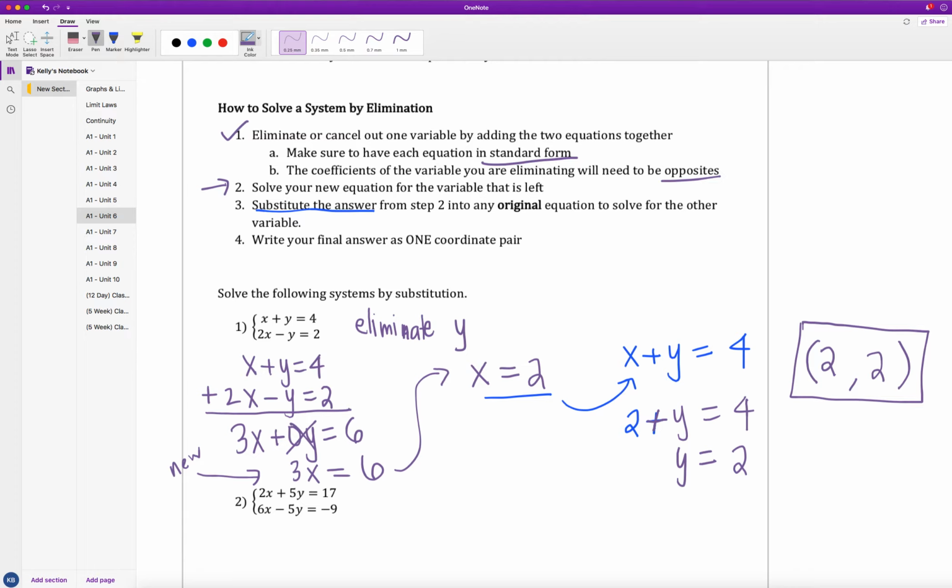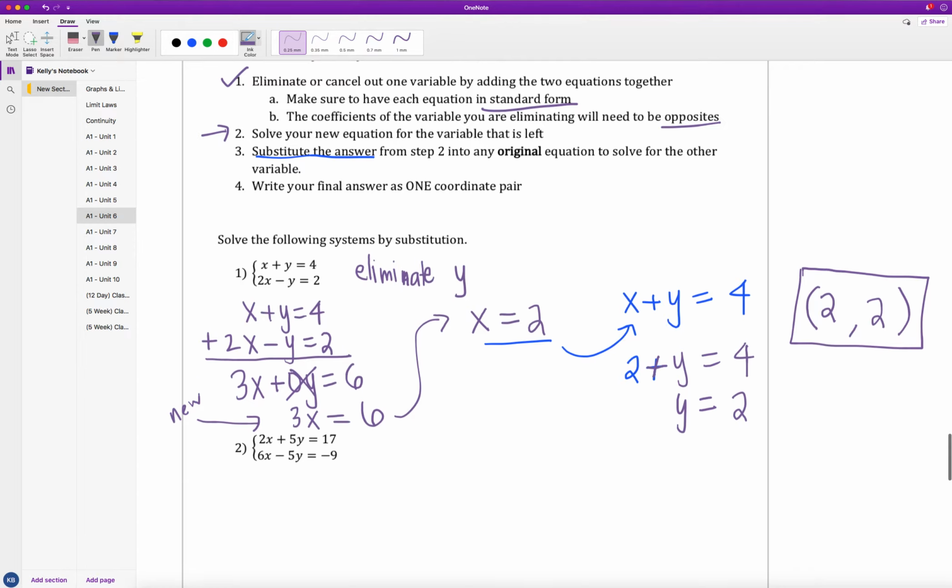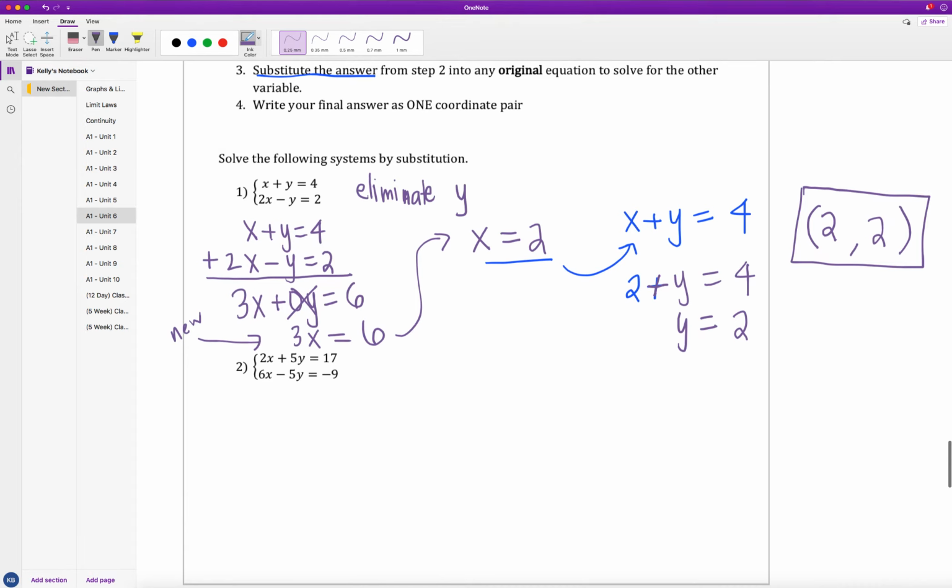Now example 1 was set up really nicely so that the y's could kind of automatically eliminate. I already had one positive one and one negative one. And in some examples that does work that way. In other examples, as we see, we might have to do a little bit of extra work so that we have two variables that have opposite coefficients. Let's look at example 2.